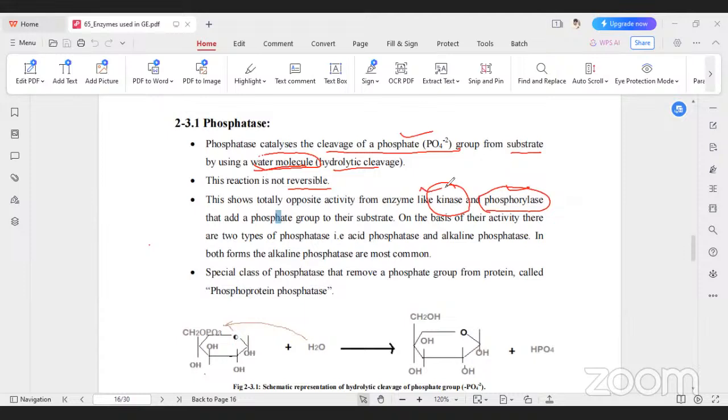But what happens in kinase and phosphorylase activity? They add a phosphate group to this substrate. On this basis of their activity, there are two types of phosphatase, acidic and alkaline. For example, this is the phosphate group; utilizing water, it separates and forms H2O. So this is a schematic representation of hydrolytic cleavage of a phosphate group, which is done by the phosphatase enzyme.